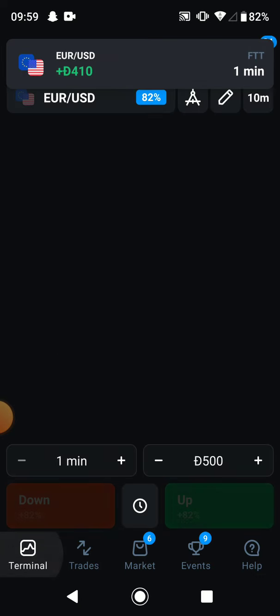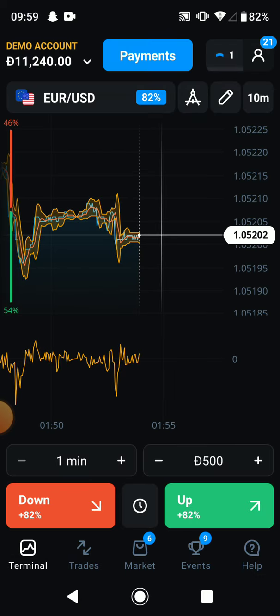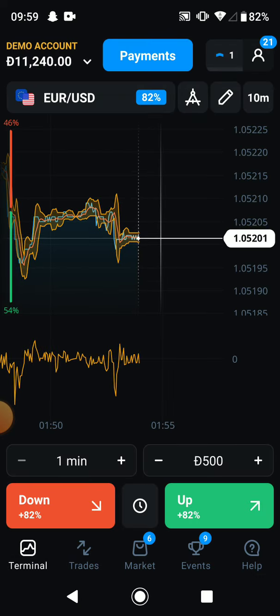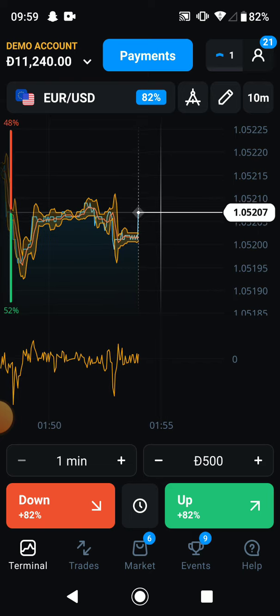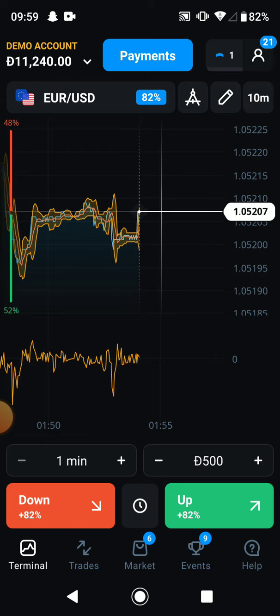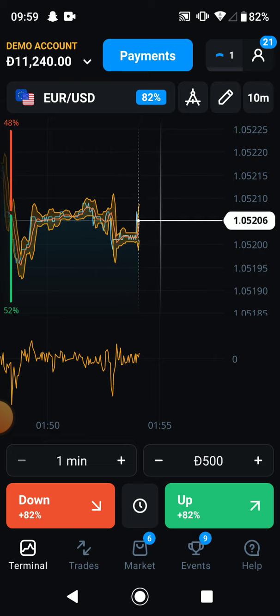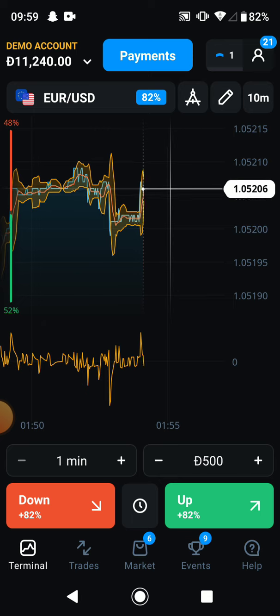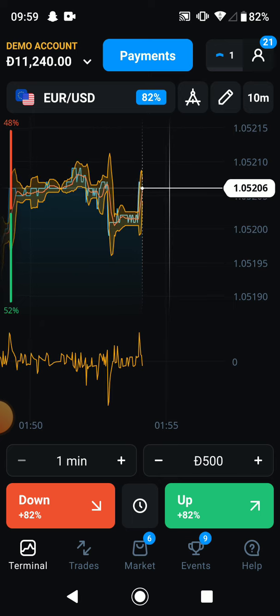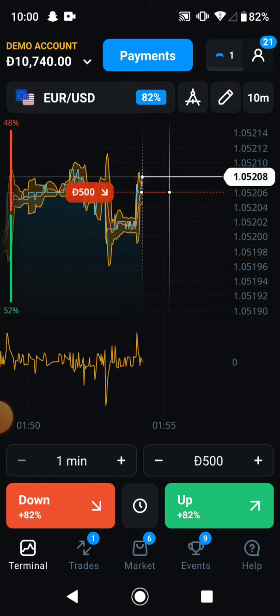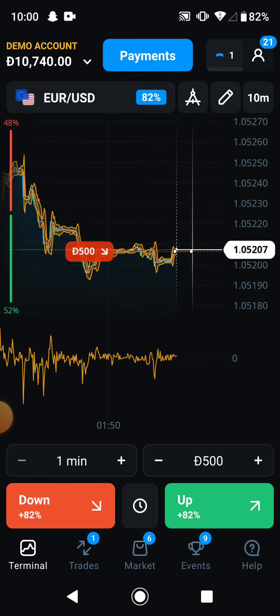Okay, that's an easy profit guys. So you see, in just 1 minute we earned $410. Sorry guys. So here we go for another trade. First we analyze and let's see. Here we go for a $500 sell. Let's see.